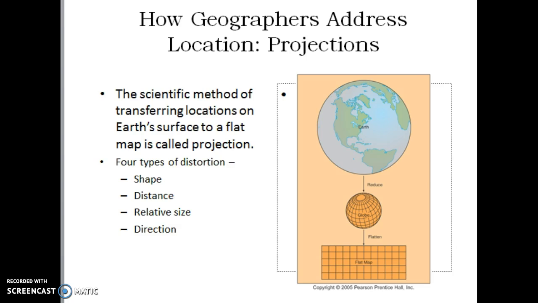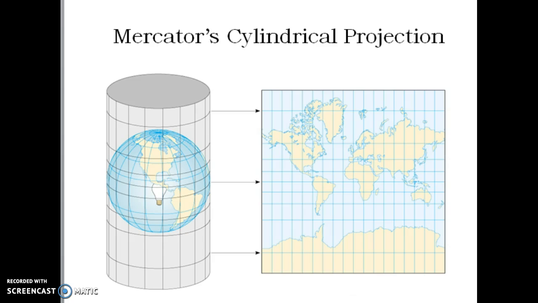And that funkiness we refer to as distortion. So when we look at projection maps, we say that there's going to be distortion in their shape, their distance, their relative size, and their direction. One of the most common projections that you're probably very familiar with is a projection known as the Mercator Projection. This type of map is probably what has been hanging in your previous elementary school classrooms or even in some textbooks.